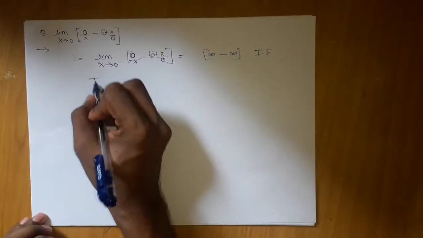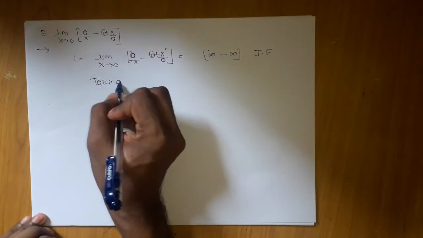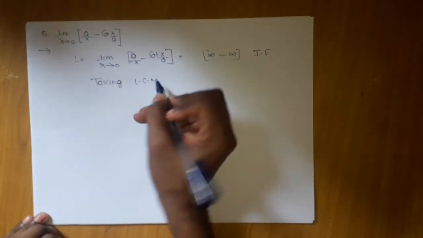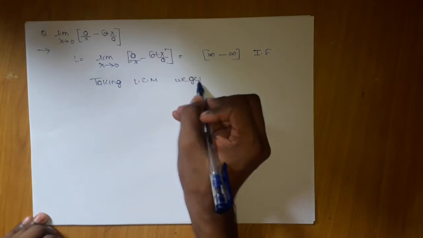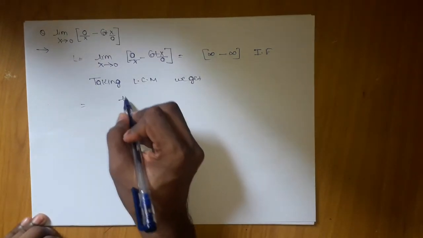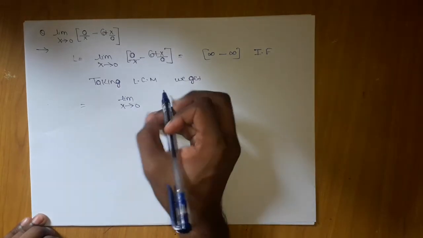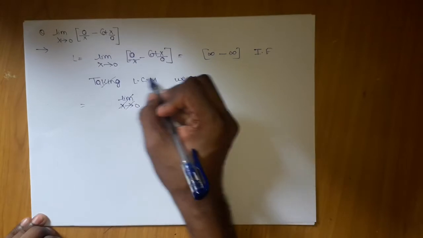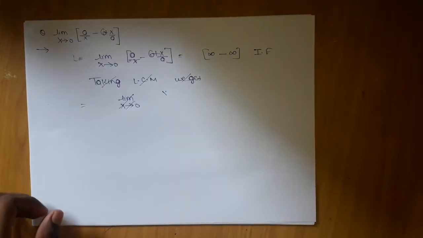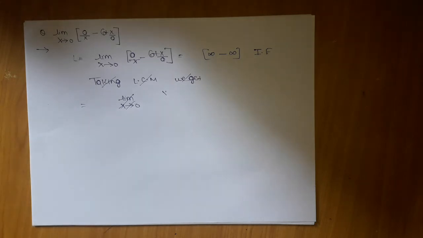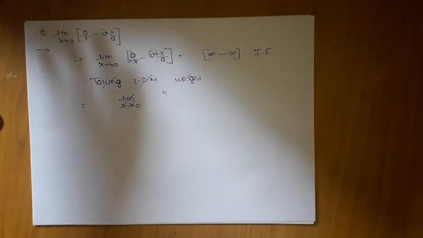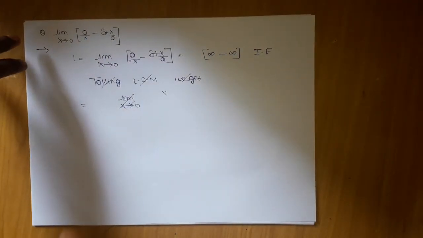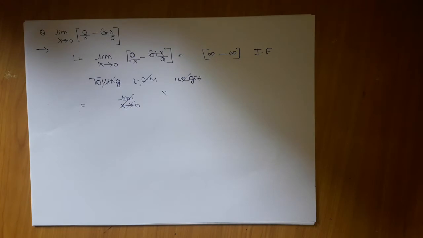The next step is taking LCM. We get limit x tends to 0. Okay, but before doing that, in this question, what is unique? We cannot take direct LCM in this question. If you take LCM, there will be one problem I will discuss. The uniqueness is that here they have given a by x, which is a constant.